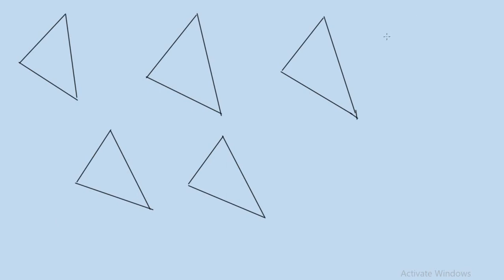So just a reminder what our triangle congruencies are. We have side, side, side; side, angle, side; angle, side, angle; and angle, angle, side. So when we're talking about congruency, we want them to be the exact same.